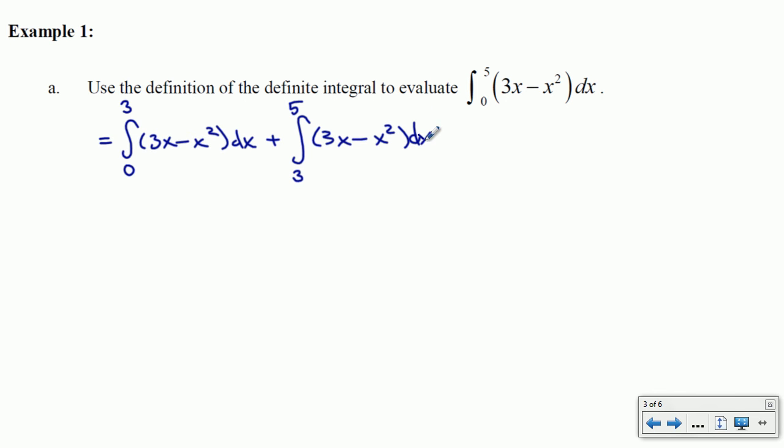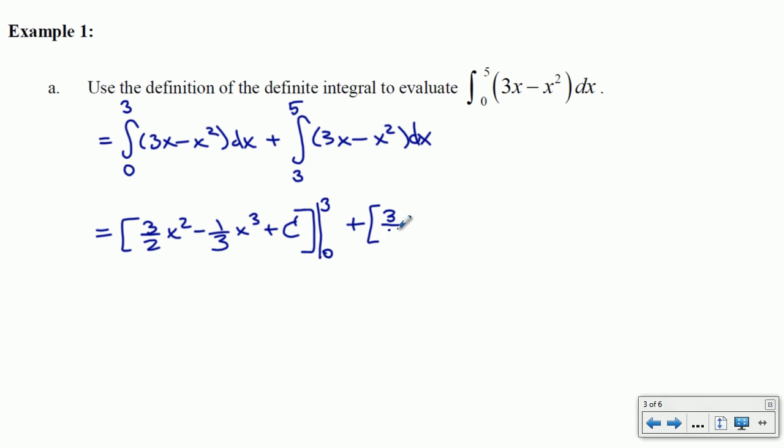and the same thing here, 3x minus x squared dx. So the question we asked ourselves last unit, where did this derivative come from, still applies with this notation. So this derivative would have come from the following expression, 3/2 x squared minus 1/3 x cubed plus c. And because we're doing a definite integral, we should indicate that. And we do the same for the other interval. This derivative came from the exact same expression, 3/2 x squared minus 1/3 x cubed plus c. And this is on the interval from 3 to 5.